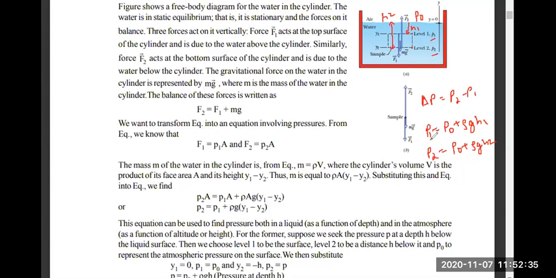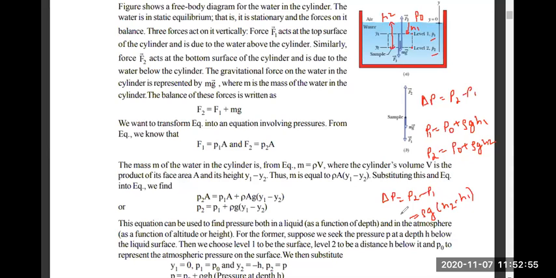Right? So what is delta P? Delta P is P2 minus P1. Don't you think that P0 will get cancelled? We will have rho G (H2 minus H1). Yes or no? Tell me yes or no.